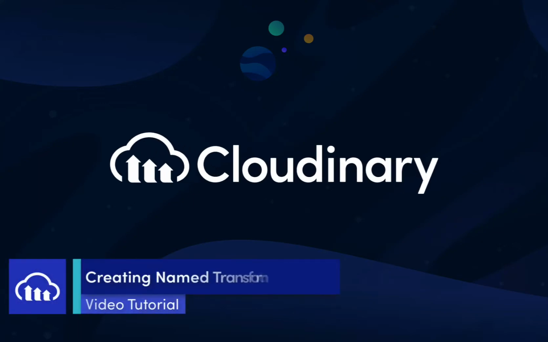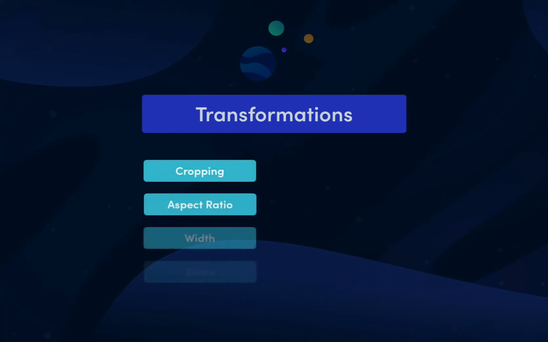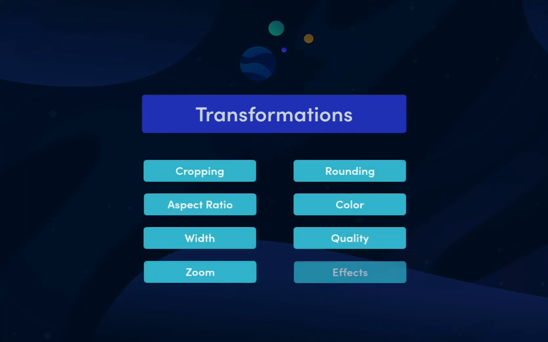Let's explore how to programmatically create and use Cloudinary's named transformations. First, let's start out by clarifying what a transformation is. A transformation is essentially a set of instructions that tells Cloudinary how to change the properties of a media asset.